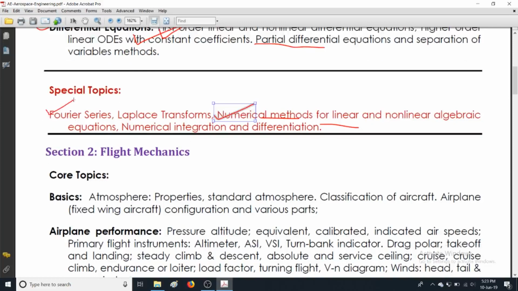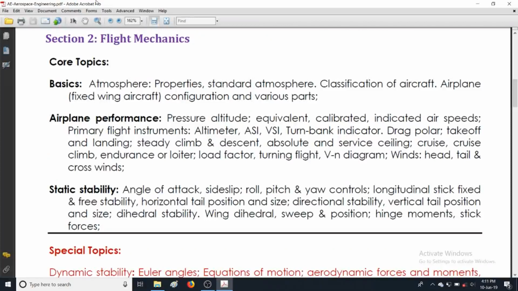So once we complete this, we will go to the next chapter called flight mechanics. Okay guys, now let's go to the flight mechanics part. In this part, first we will see the atmospheric properties, how to find properties like density, temperature, and pressure in various layers. First we will see that, and then we will go for the various classifications of aircraft. It is just a theoretical part, and then we will go for the airplane performance part. So in this part, first we will see how to find the equivalent airspeed and true airspeed, and then we will go for the various flight instruments.